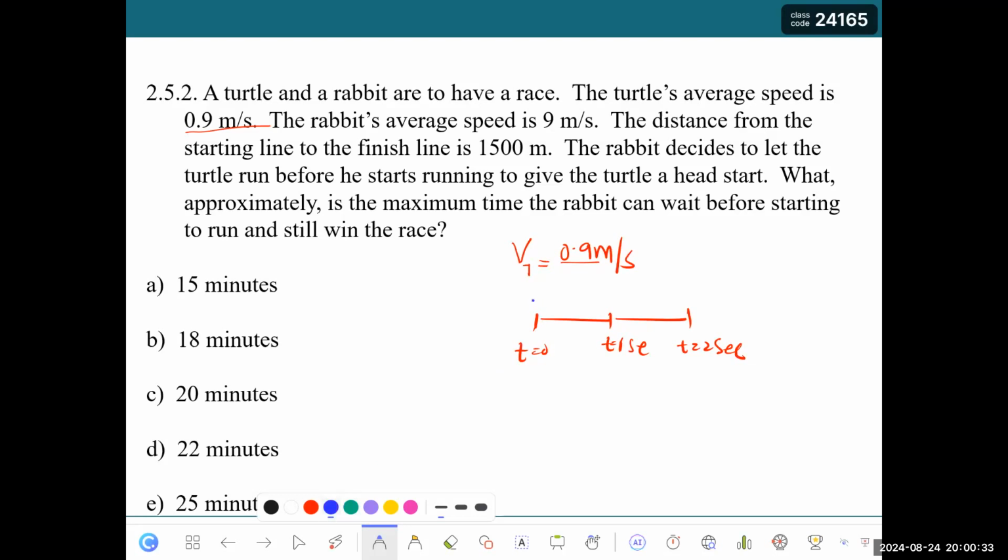Let's suppose the turtle starts from here and travels from here to there, 0.9 meter. The next second it's going to be traveling again. So that's exactly what the velocity means. Every second this turtle travels 0.9 meter, and it's going to go forever because that's the velocity of the turtle. Okay, let's keep continuing. The distance from the starting line to the finish line is 1500 meters. So this total distance is very long.